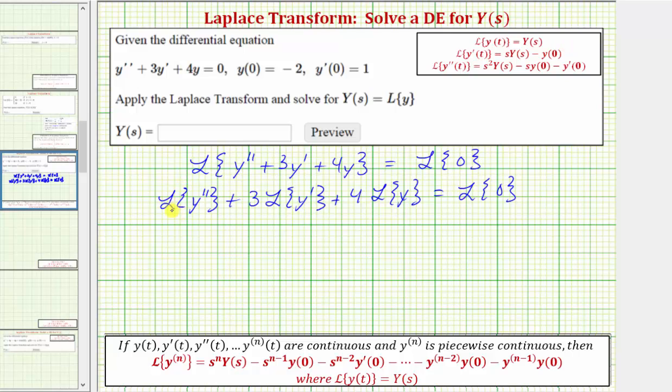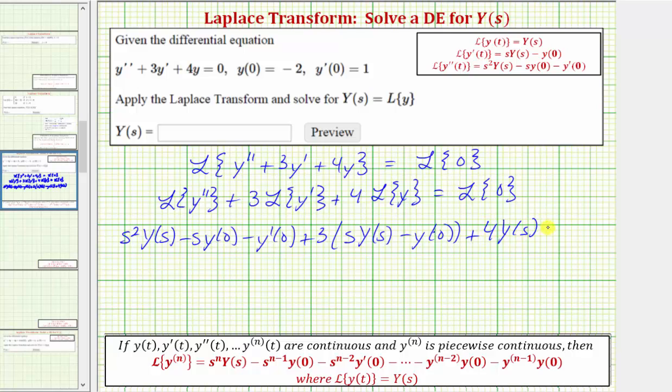So the Laplace transform of y double prime again is equal to s squared times big Y of s minus s times y of 0 minus y prime of 0. Then we have plus 3 times the Laplace transform of y prime, which is s times big Y of s minus y of 0. Then we have plus 4 times the Laplace transform of y, which is big Y of s, so we have 4 times big Y of s, and the Laplace transform of 0 is 0.